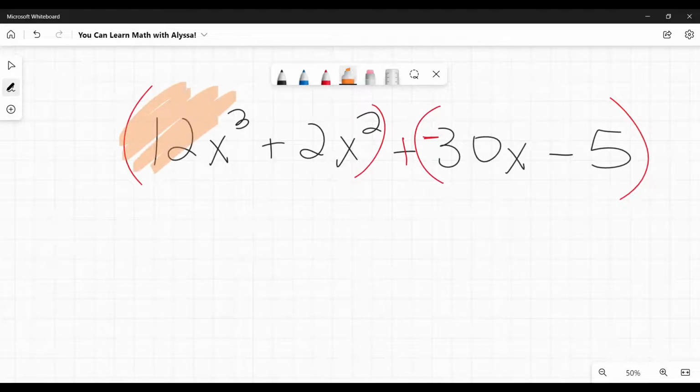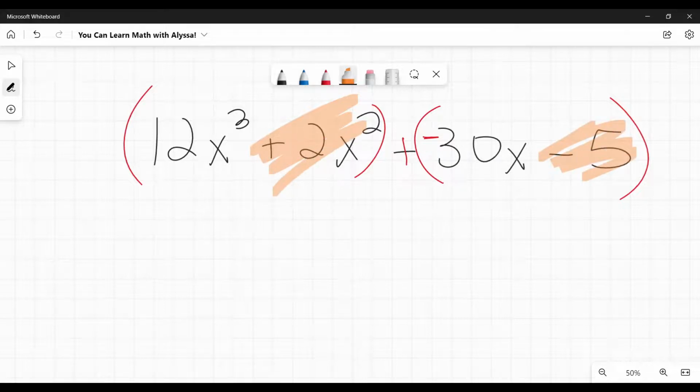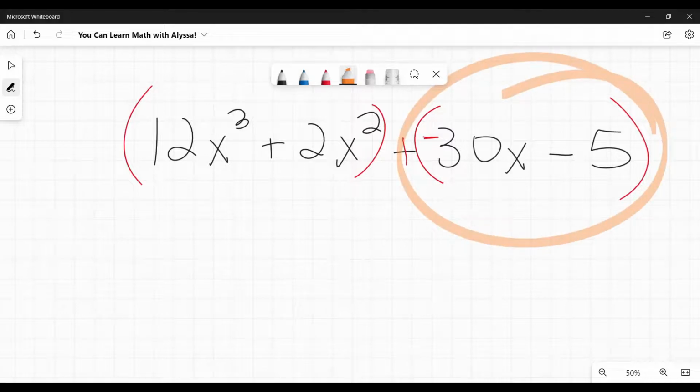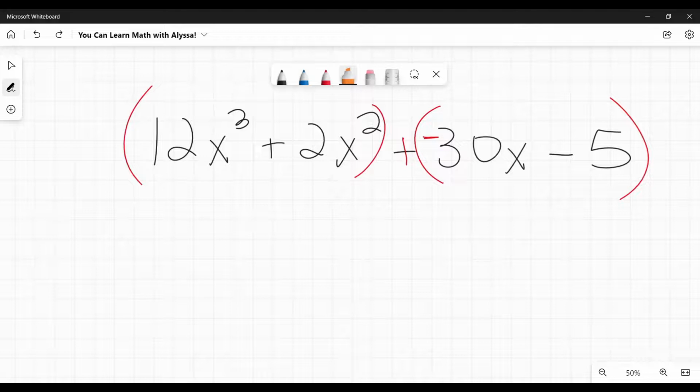Now, when I say opposite signs, I'm talking about the first term in each group. So here I have a positive 12x cubed, but a negative 30x. They are different signs. And then we check, and sure enough, the second terms in each group are also opposite from each other. This is a positive 2x squared. That's a negative 5. When that happens, you are going to pull a negative factor out of the second group. That's how you're going to solve it. So let's go through that.